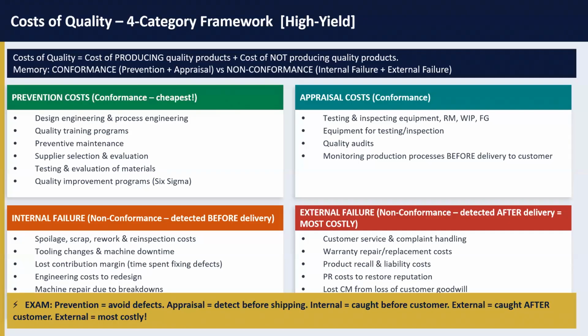And to maintain the quality of the products, there are two sets of costs that we incur: cost of conformance and cost of non-conformance. So what are these costs of conformance and non-conformance? Cost of conformance means, as a company, I know that my customer needs very good quality products. So in the first place, I will attempt to produce quality products.